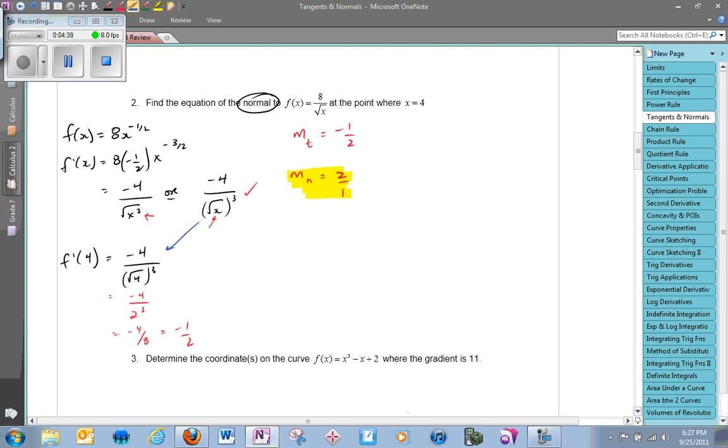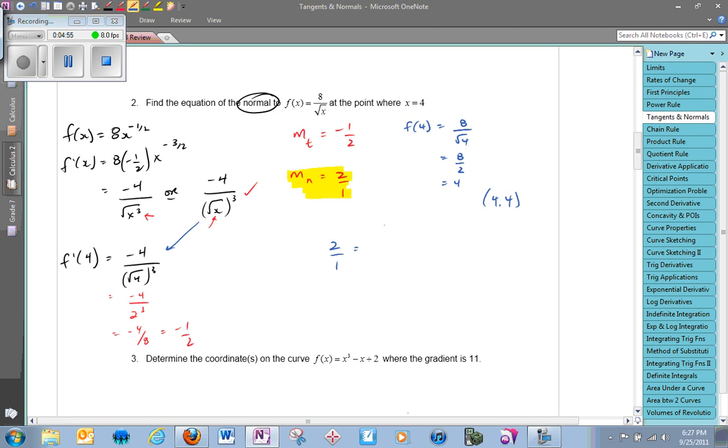All right, next I want to be able to find the point. So I want to find f at 4, which is 8 over the square root of 4, which is 8 over 2, which is 4. So my point is 4, 4. My slope is 2 over 1. I can now find the equation of my line.